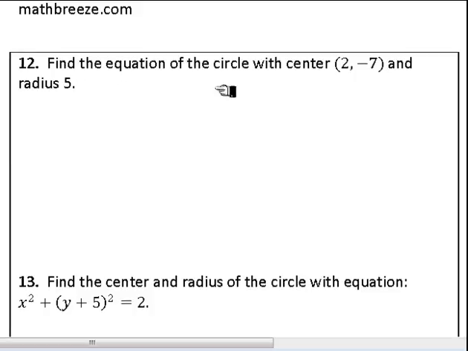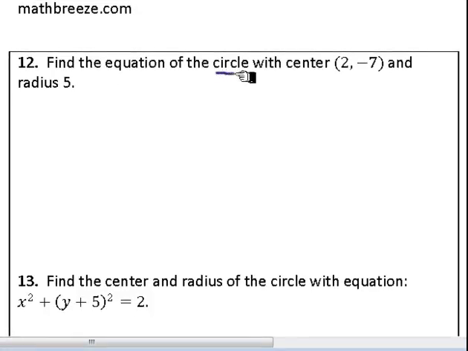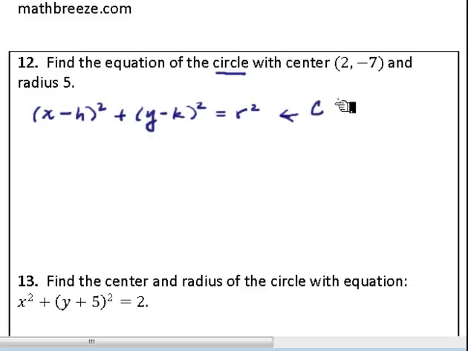In number 12, we want to find the equation of the circle with center 2, minus 7 and radius 5. Here's the general form, or let's say the standard form for the equation of a circle. x minus h squared plus y minus k squared is equal to r squared. And that's a circle that has center h, k and the radius is r.